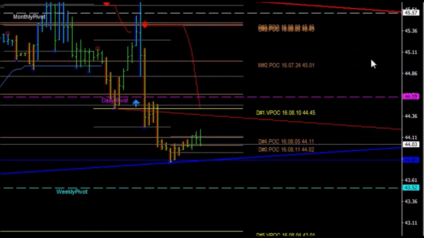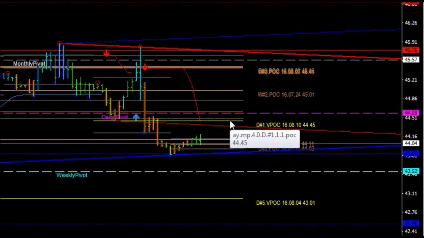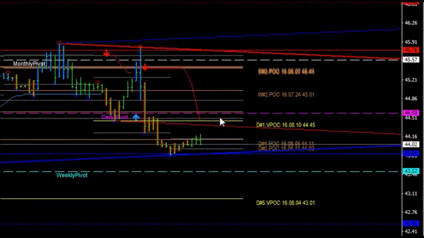let's see where we're at. Yeah, so around 44, 60, 50 area, that's like a good level to sell off and to push it back down again. Alright, so I do hope that helps.